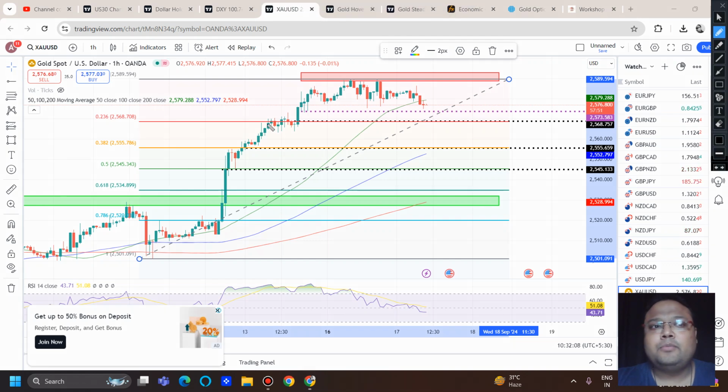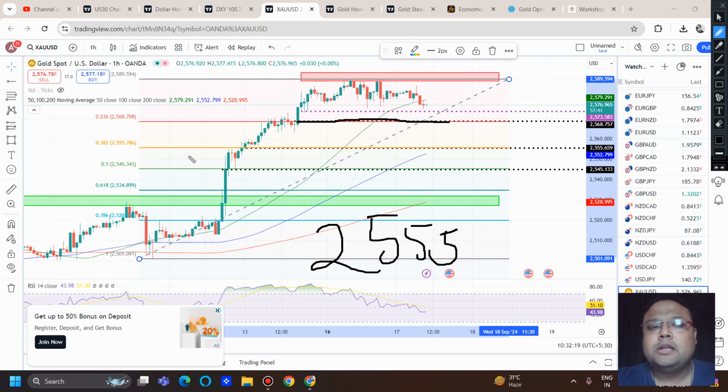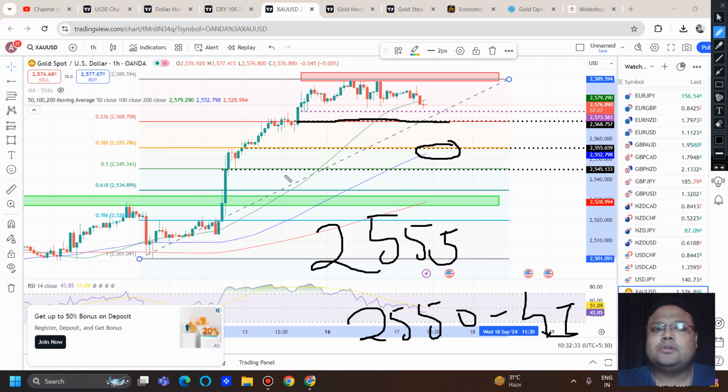And why are we considering 2370-69? Because of the FIBO 23.6% retracement level. Earlier also we have discussed the next support on the chart of gold will be around the 2555 level. This is a good level because not only do we have FIBO 38.2, but we have the 50 moving average coming up. And then 2550 to 2545 is also a good level because of FIBO 50 and 50 being a round number.